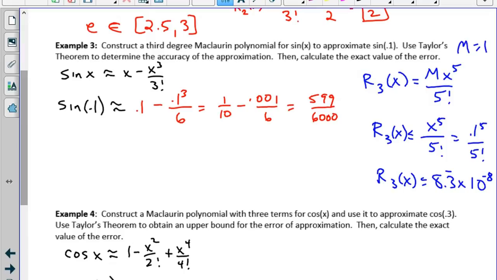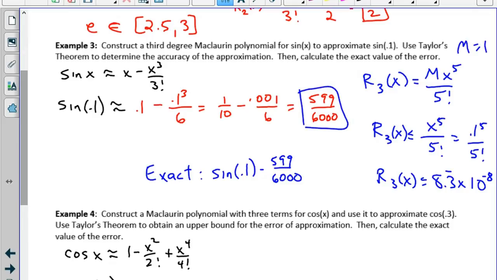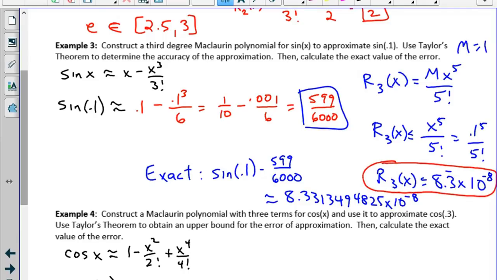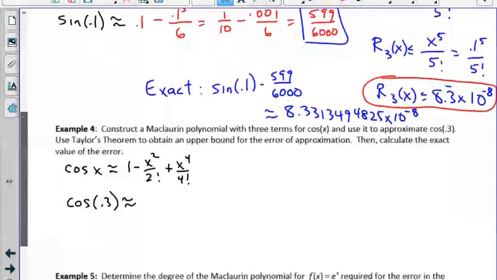If I wanted the exact value of the error, I calculated that. So that's sine of 0.1 minus what my approximation was, and that is 8.3313494825 times 10 to the negative 8th. So notice that in this case, my remainder calculation using Taylor's theorem is only very slightly bigger than the actual error that I had. And notice the error is really small.